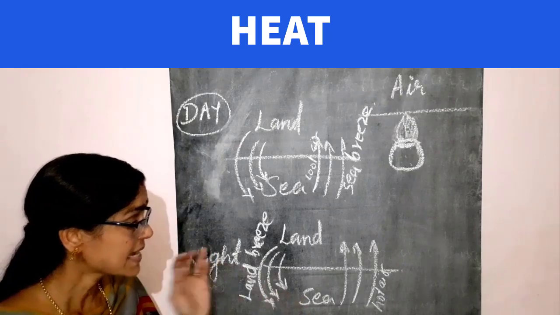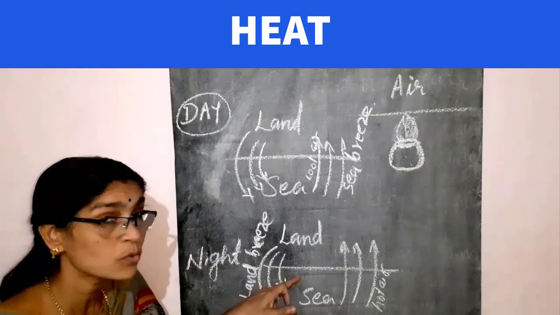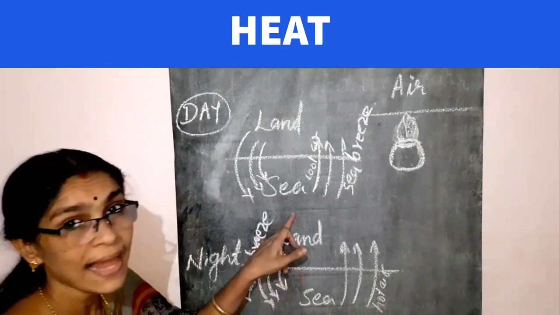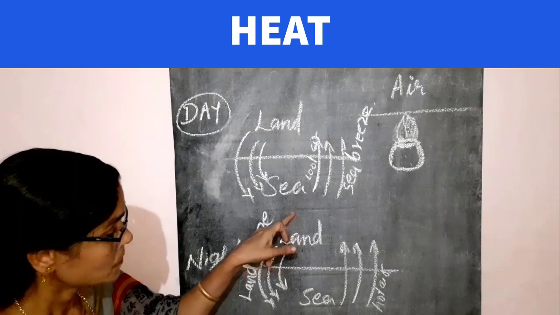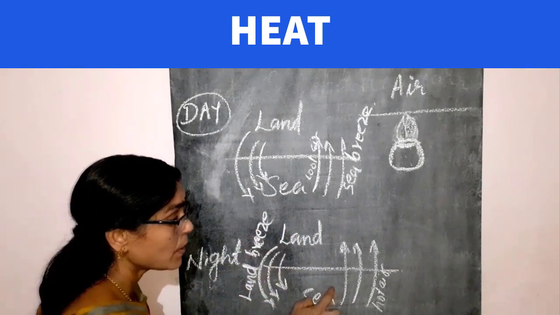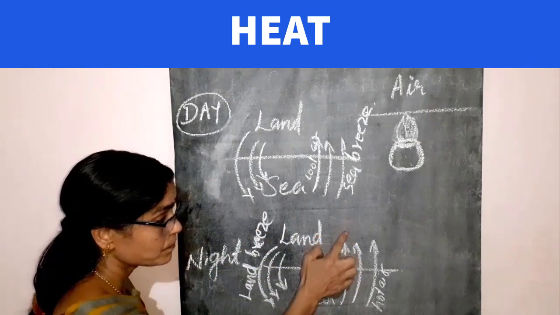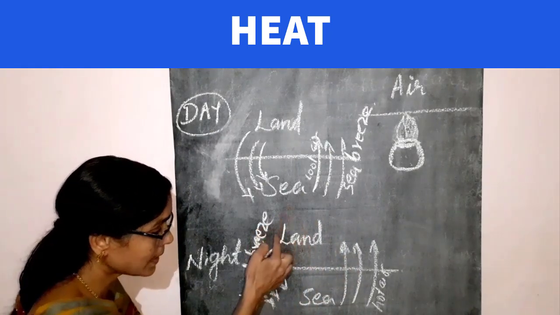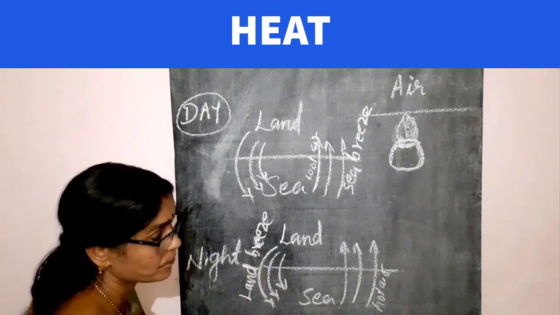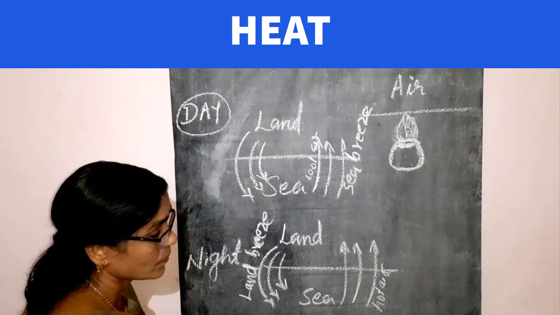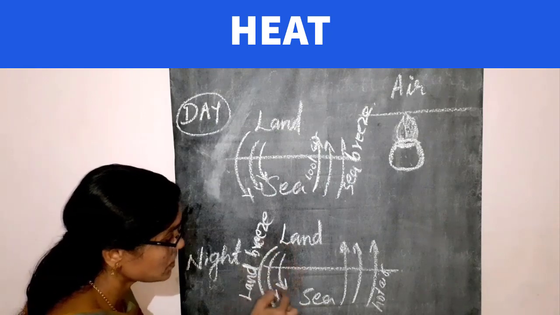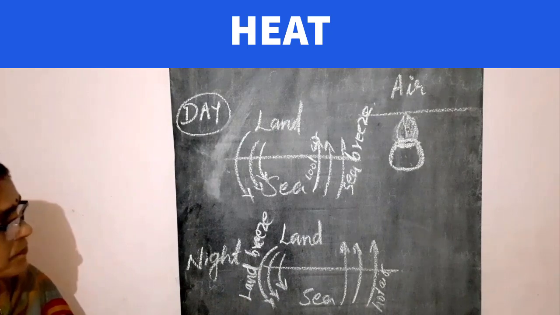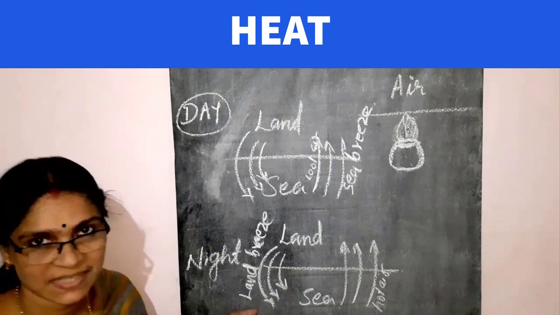Therefore, at night, the air above the sea is hotter than the air above the land. So, the hot air above the sea rises up. At the same time, the cold air above the land moves towards the sea. This movement of cold air from the land to sea is called land breeze.